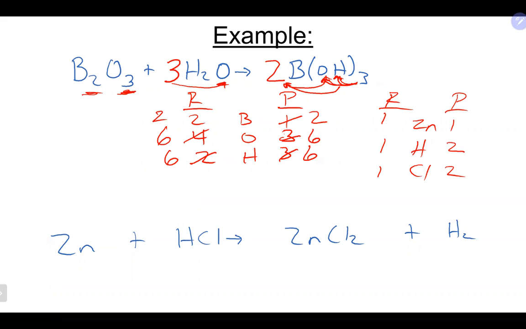We could put a 2 over here on the left-hand side. And when we do that, that leaves us 1 zinc. We now have 2 hydrogens because we put the 2 there. And that 2, once again, also goes for the chlorine. So now we have 2 chlorines. Dare I say I'm done? Yes, that would be balanced at that point.